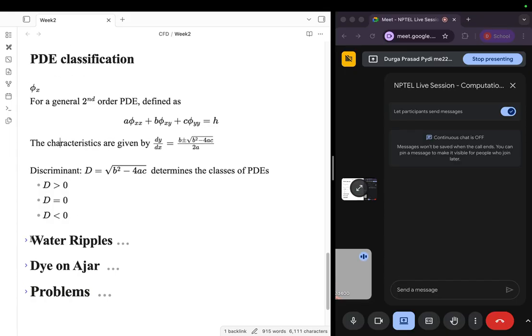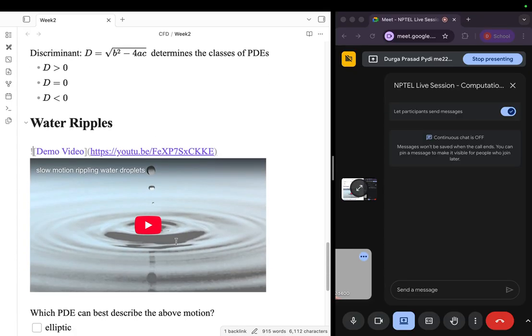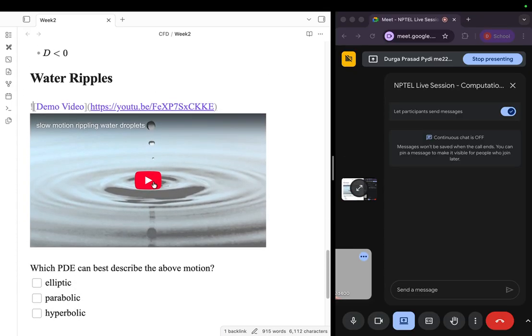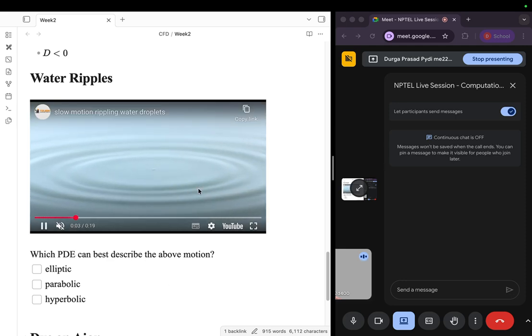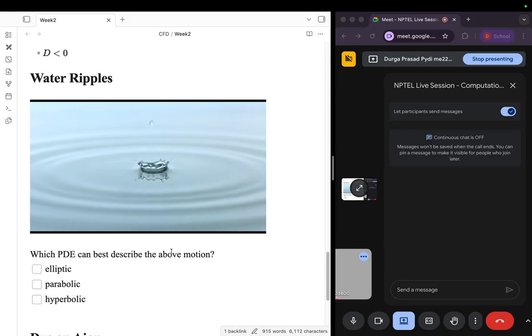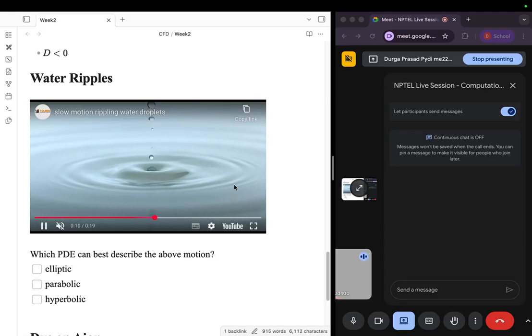So to give you an example, you can see the water ripples in this particular video. Observe the wave front that is moving over here.